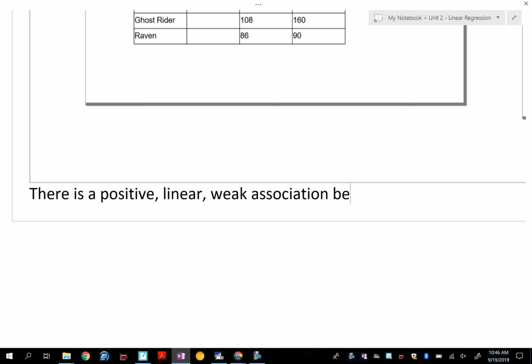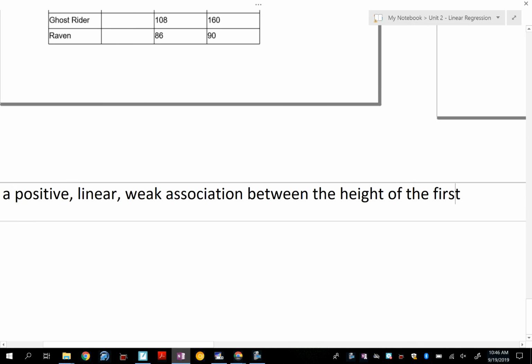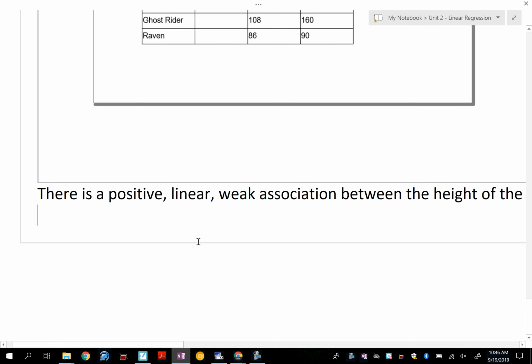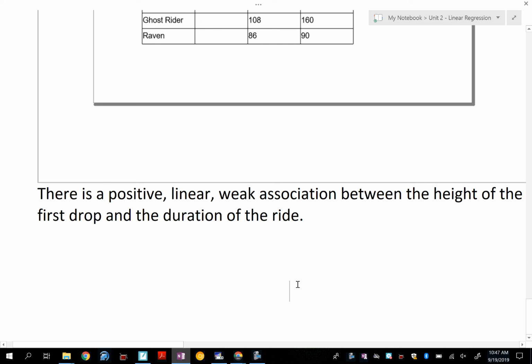association between the height of the first drop and the duration of the ride. That's what he thinks. That's what I'm putting. You're not me. Put whatever you want. So something like that. If your words are not the same, it's fine.